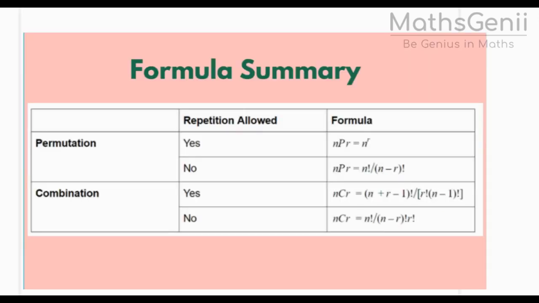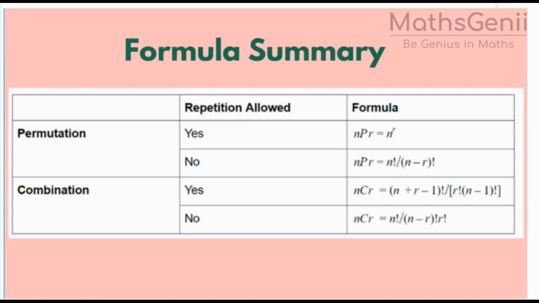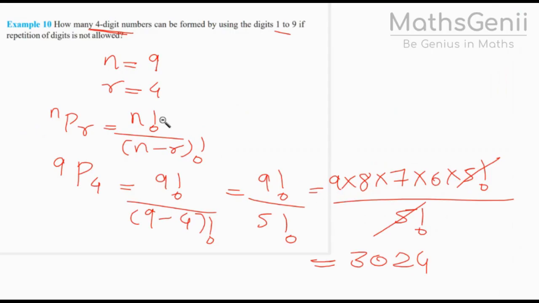And then coming to the formula summary, we have covered everything. Yes, repetition is allowed, and no repetition is allowed. In permutation with repetition, it is n raised to r. We had seen the example where I had done 4 raised to 4. So this is the repetition allowed formula. Then we just saw the no repetition formula, which was n factorial upon (n minus r) factorial.